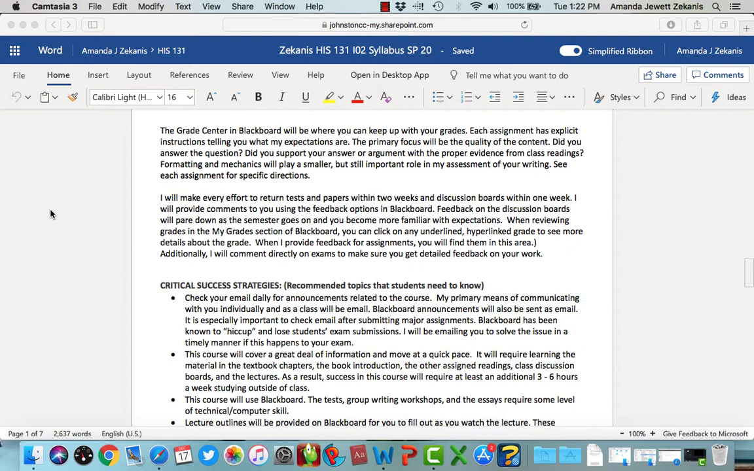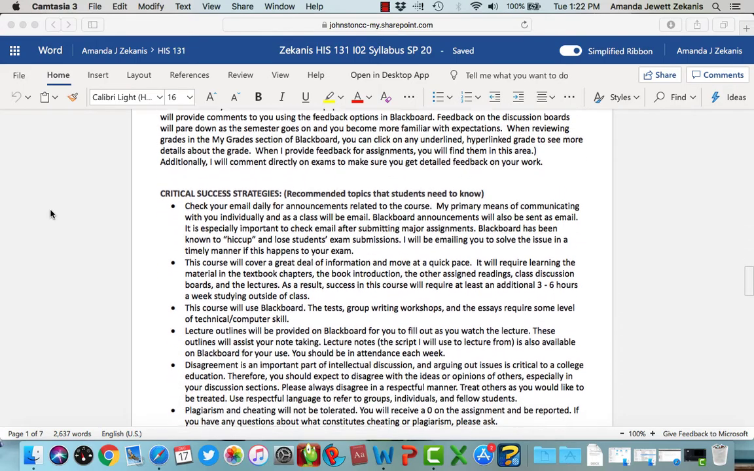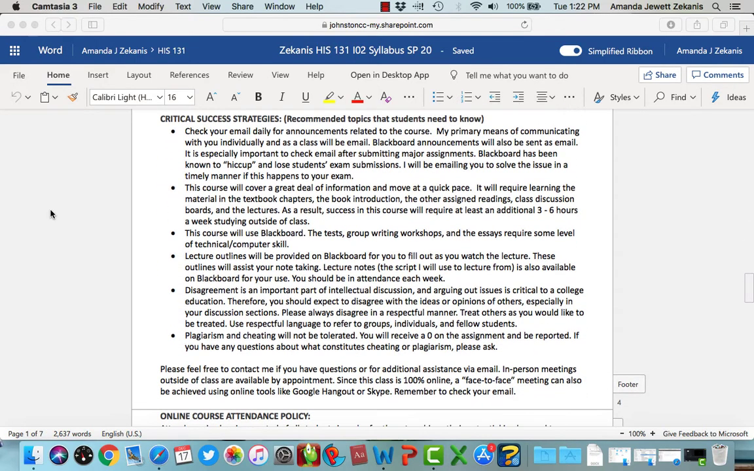So when reviewing the grades in the My Grade section of Blackboard, you can click on any underlined hyperlinked grade to see more details about the grade. And so when I give you feedback for assignments, you'll find it there. And I'm going to comment directly on your exams as well to make sure you get detailed feedback on the identification portion.